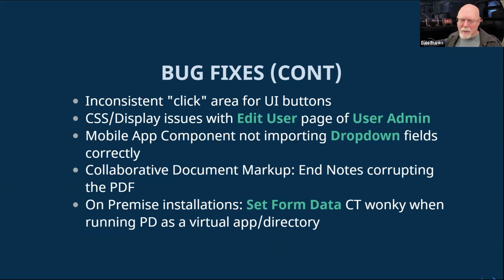If you don't have the mobile app component, you don't care, but if you had a form in the mobile app component, it would bring in the drop-down fields, but it would only bring in the values. It wouldn't bring in the display text, so it wouldn't display properly in Process Director. Collaborative document markup: another weird thing, if you had a reference to an endnote and then you deleted that endnote, it would corrupt the entire PDF document. But again, that's for CDM, which is a separately licensed component that most people don't have.